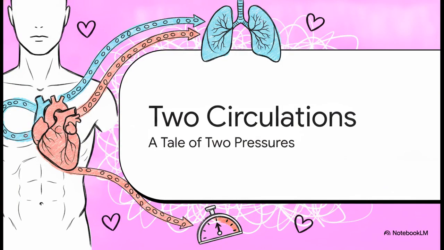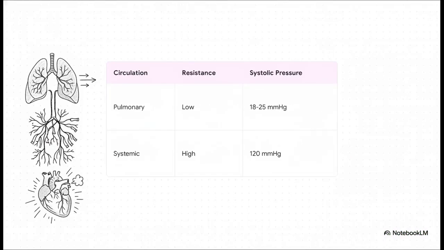Which brings us to part 2, the 2 circulatory systems, a tale of 2 pressures. Because the right and left sides are shipping blood to totally different destinations, they have to operate under drastically different physical conditions. The right ventricle is just pumping next door to the lungs into the pulmonary circulation. So it's a very low-resistance, low-pressure system. A normal pulmonary systolic pressure is only around 18 to 25 millimeters of mercury.